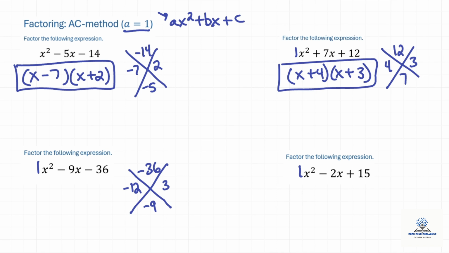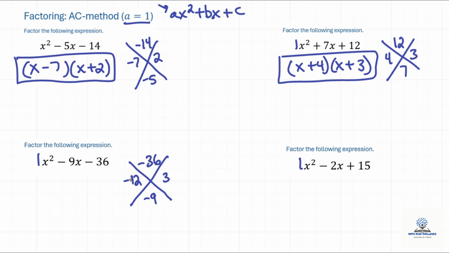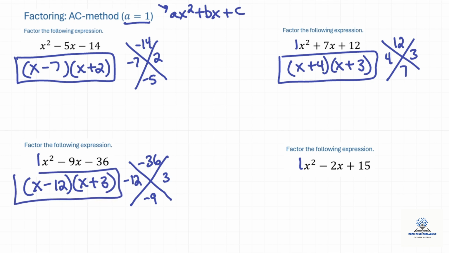Now, a couple of shortcuts and things you can think of. If this number is negative, remember one of these has to be positive and one negative. And you can kind of just think of subtraction or the difference. And then the bigger number gets the negative sign if this is negative down here. So then we take our shortcut, and it's x minus 12 times x plus 3. And that is completely factored. There's nothing else we can do to that one.